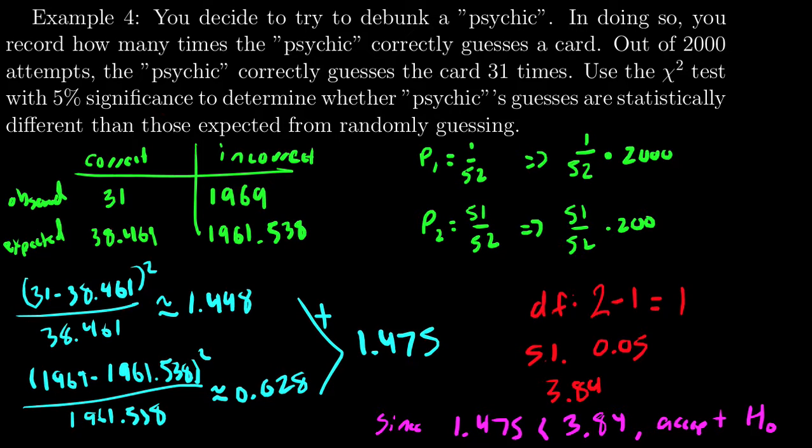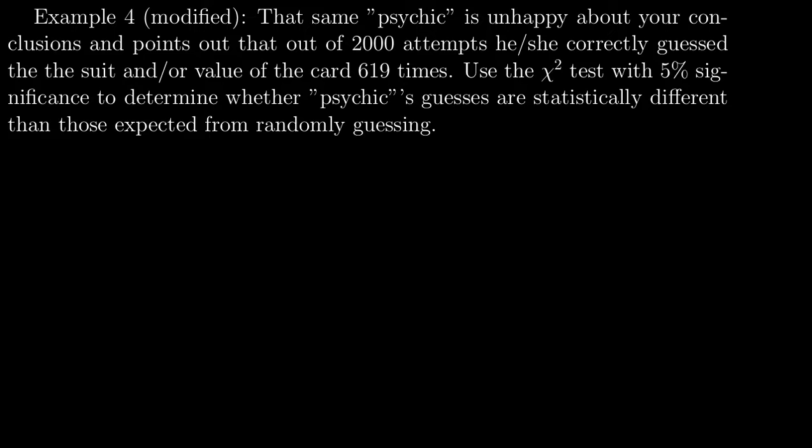Well, let's continue this story. So let's say the psychic didn't like our answer. So it points out that he or she correctly guessed the suit or value of the card 619 times. That seems pretty reasonable, 1 out of every almost 3 times. So you might think, okay, let's see if that is statistically significant. So we'll do the same process. So we have correct. In this case, not correct card, but suit and or value. We have incorrect.